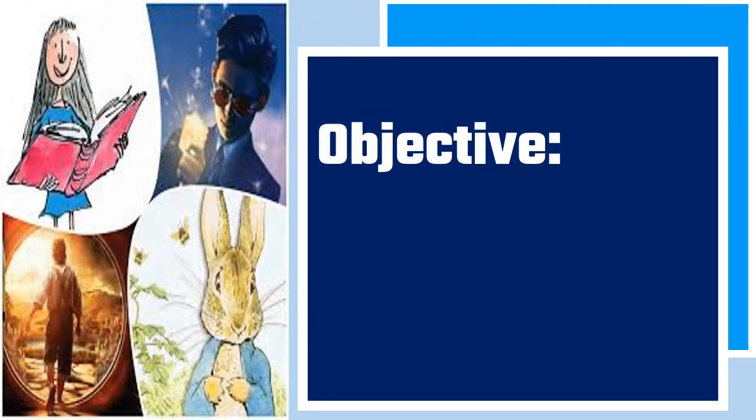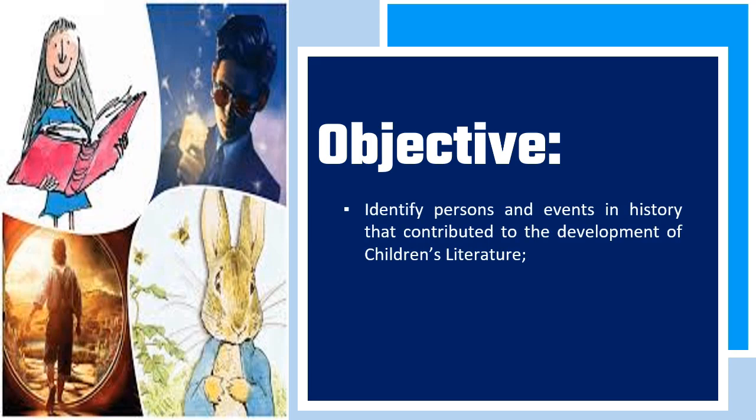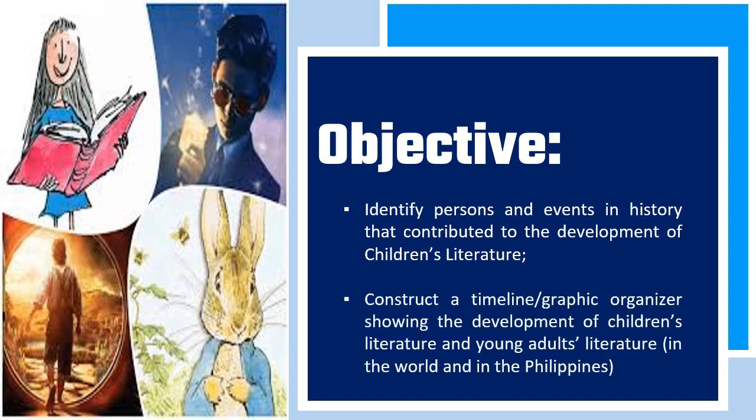So, the objectives for today's topic are, first, to identify the persons and events in history that contributed to the development of children's literature, and to construct a timeline or graphic organizer showing the development of children's literature and young adult literature in the world and in the Philippines. Take note, class, that following this pre-recorded video is the assessment or assignment that will be given to you later on, and you're going to answer that for the whole week. So let us proceed.